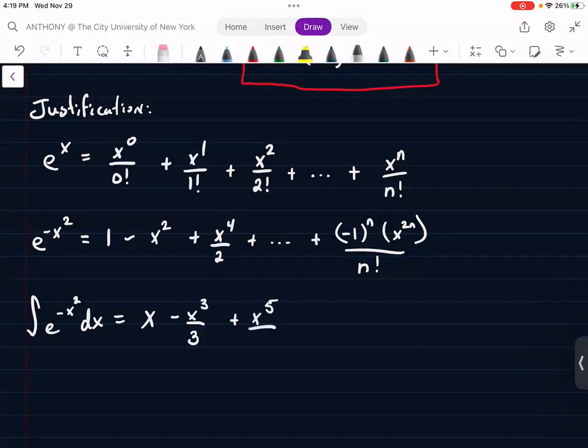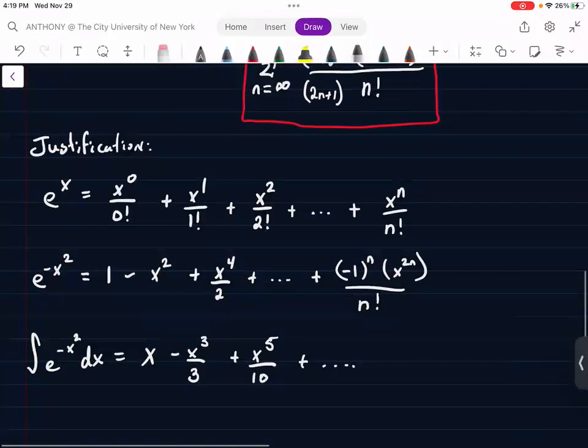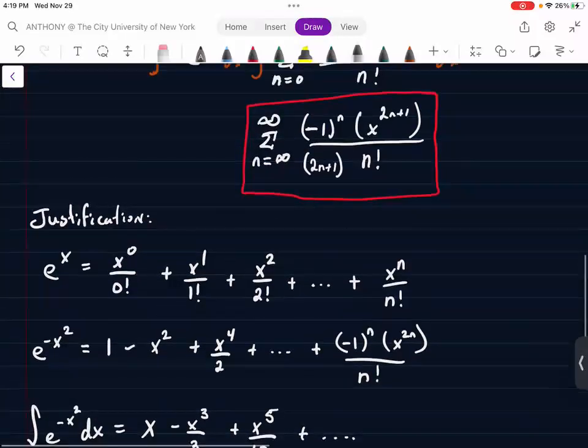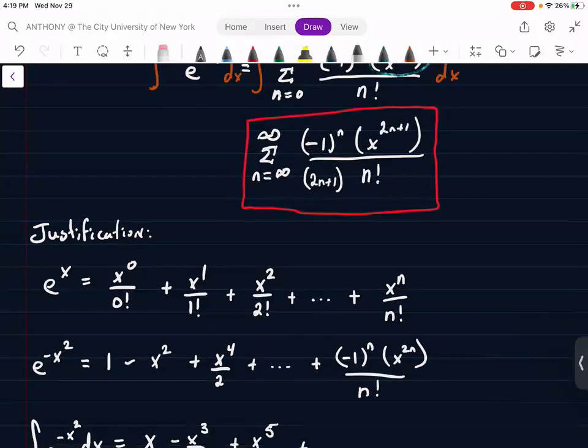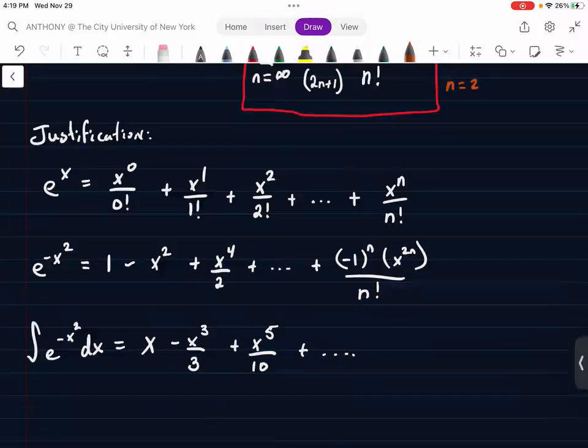5, but be careful because now you have to divide by 10, right? And then you continue on and on. Now, just to show you that this is legit, that was our solution to problem 12, right? If I plug in n equals 0, n equals 1, and n equals 2, I should get x, negative x to the third over 3, and x to the fifth over 10.